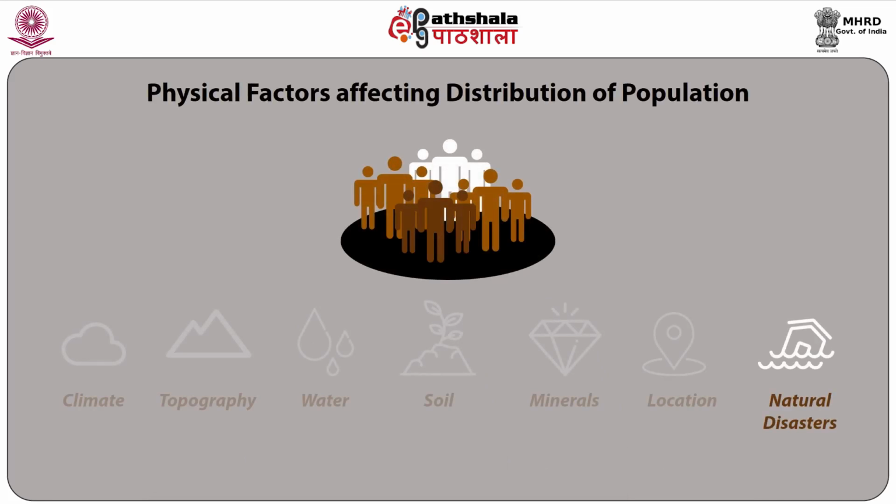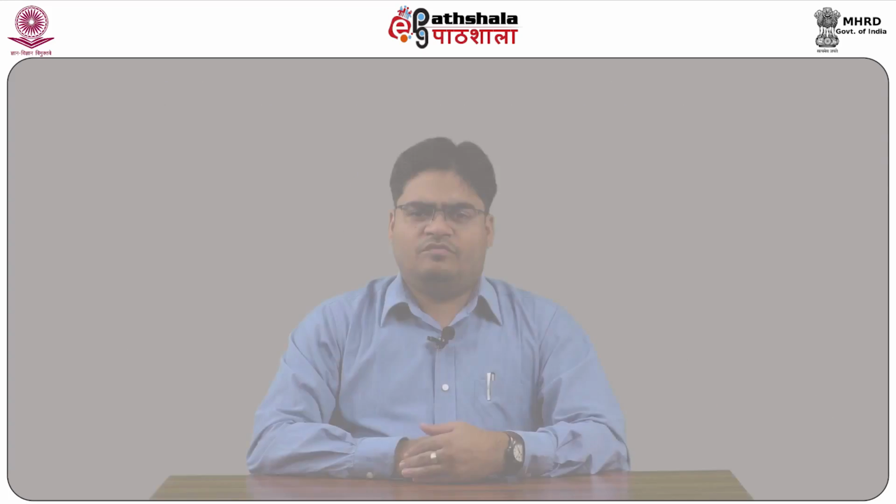Natural disasters discourage the population concentration in a place. Frequent storms, earthquakes, floods, wildfire often discourage the settlement formation. People migrate to safer places. The world has seen quite a few examples of destruction of settlement in the past due to the natural disasters.